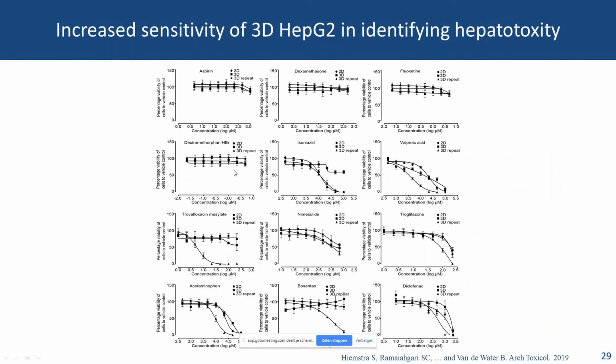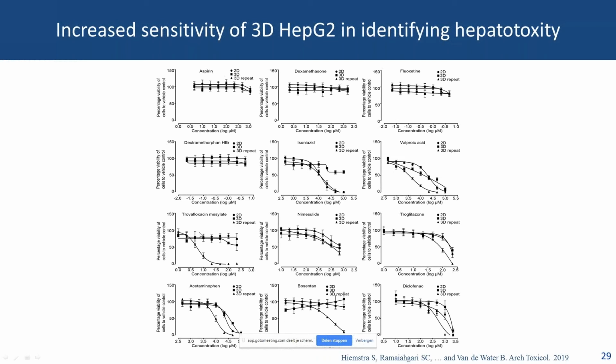So right now we expand the panel a little bit. For some of the compounds, we did not really induce cell death in 2D. For example, for aspirin, we never really see a strong dose-dependent induction of cell death. And the same is true for the 3D situation. So in this case, the 3D situation did not make a whole lot of difference.